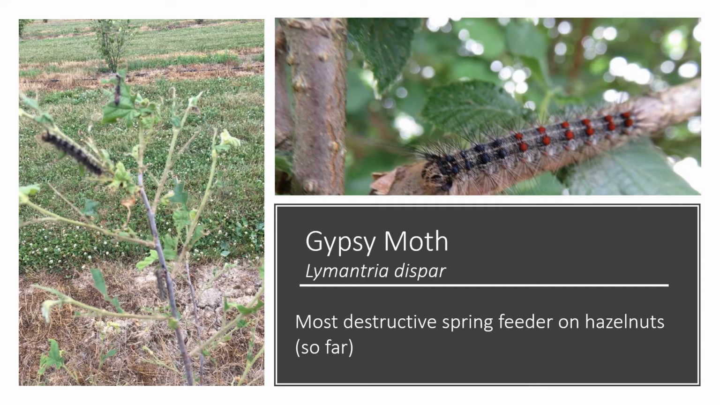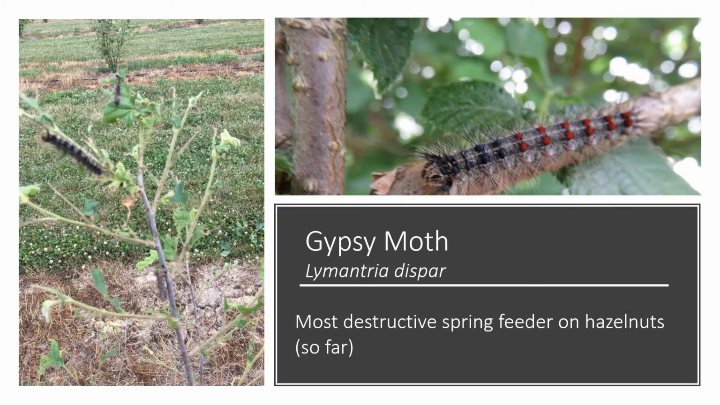Just want to touch briefly on the gypsy moth. It is a spring feeding caterpillar, but it has been particularly destructive. For the vast majority of the spring feeding species, they don't typically require control on hazelnuts, but gypsy moth has caused a considerable amount of defoliation in our younger hazelnut orchards since about 2018-2019. So we'll talk just briefly on why that is and what this species looks like and what would be some management techniques.